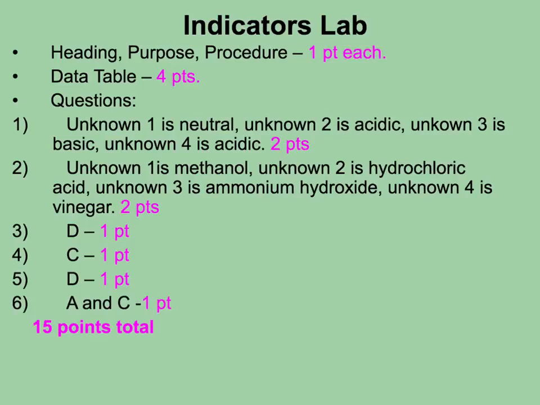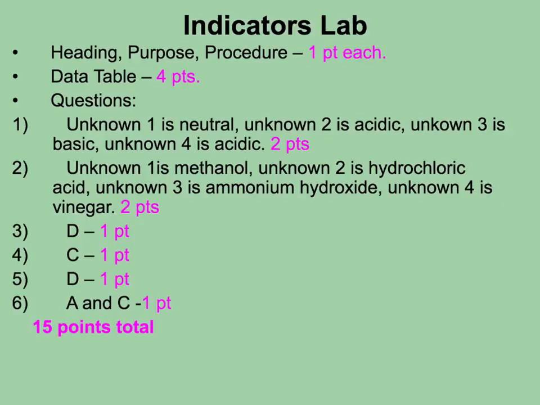It asked you whether the unknowns were acidic, basic, or neutral, so half a point for each one, and this is graded on accuracy. Unknown number 1 is neutral, unknown number 2 is acidic, unknown number 3 is basic, and unknown number 4 is acidic.